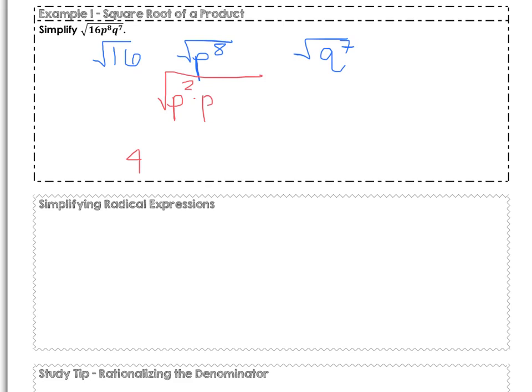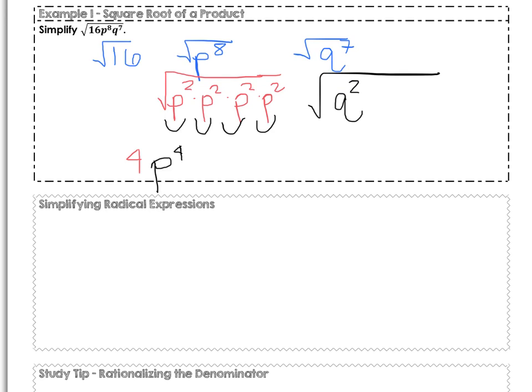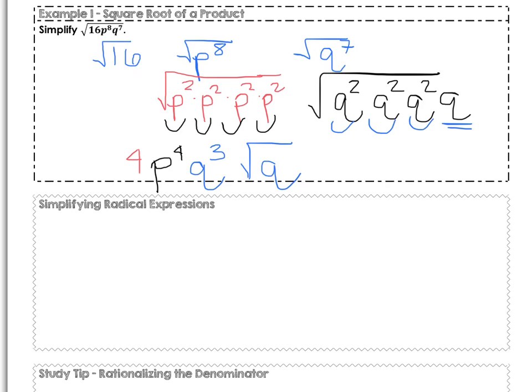It's just p squared times p squared times p squared times p squared. The square root of p squared, that's going to give me a p. So is this guy, and this guy, which is why it's going to produce p to the 4th. Now q to the 7th, we can rewrite that as q squared, q squared, q squared, and another q. And so these 3 guys can come on out, but he needs to stay underneath the square root. So we have 3 q's coming out. That's why we get q to the 3rd. And we're going to multiply this all by the square root of q.